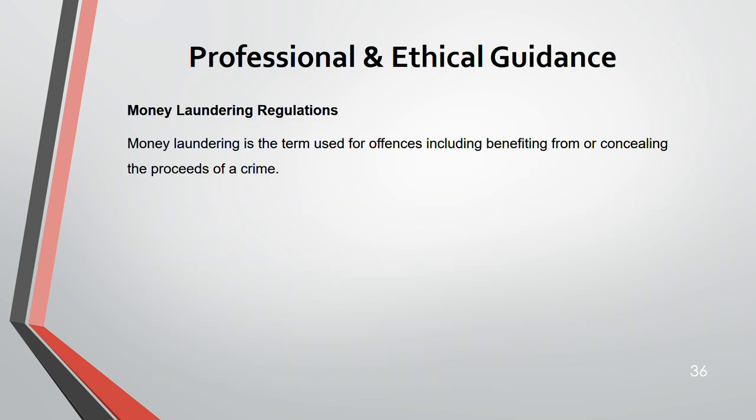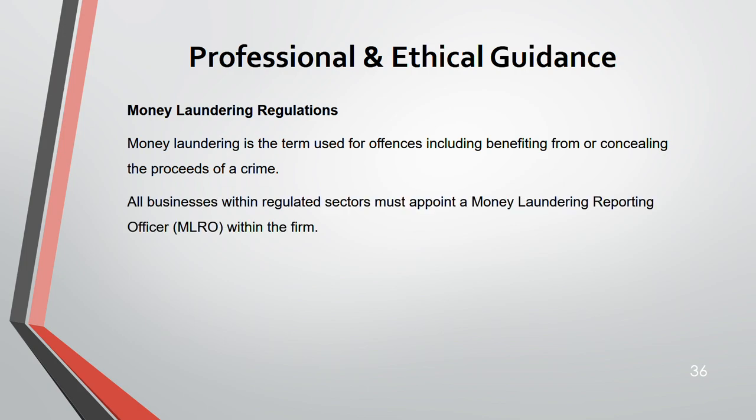Coming to money laundering regulations. Even in your AAA audit, this will be there, as well as ATX. Okay. What is money laundering? Money laundering is used for offenses where either you are benefiting from the proceeds or you are concealing some proceeds which come from crime. That is known as money laundering. And the penalties are very strict on it. Okay, you can be sent to prison also for it.